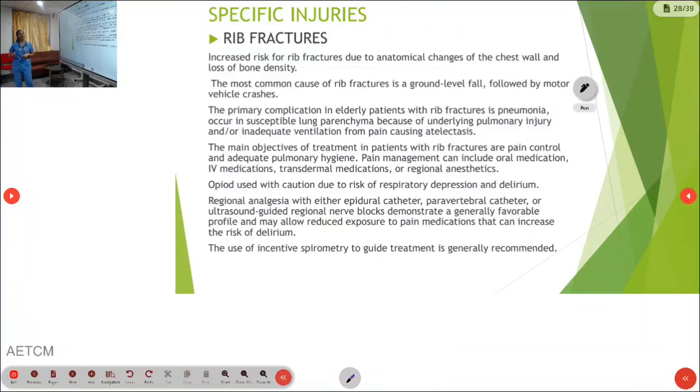Regional anesthesia with either an epidural catheter, paravertebral catheter or ultrasound-guided nerve blocks is more favorable for this group of people to diminish pain, and also in people with increased risk of delirium. Regional blocks are more favorable, and use of incentive spirometry is also recommended.